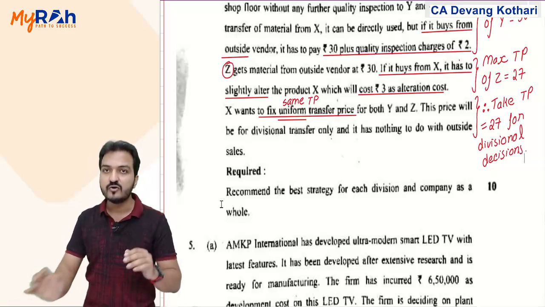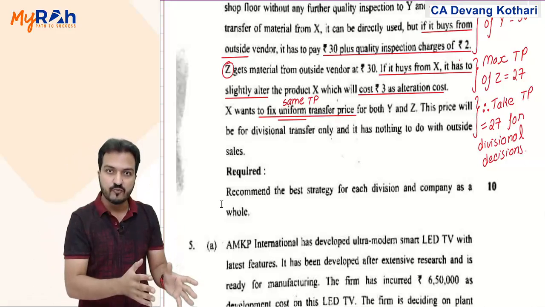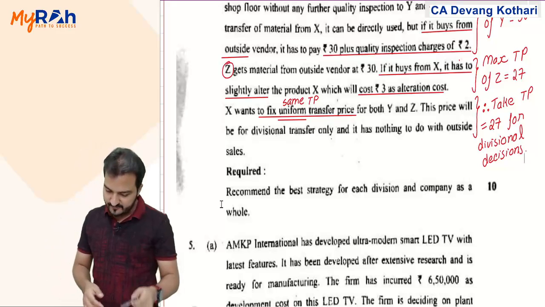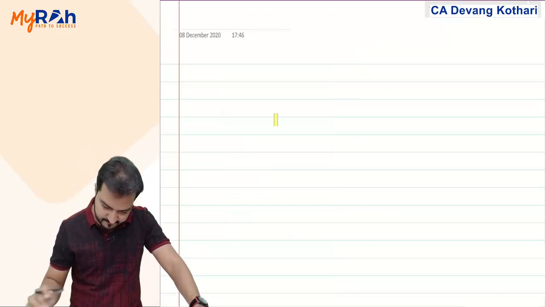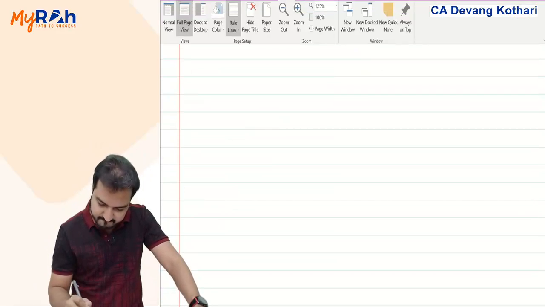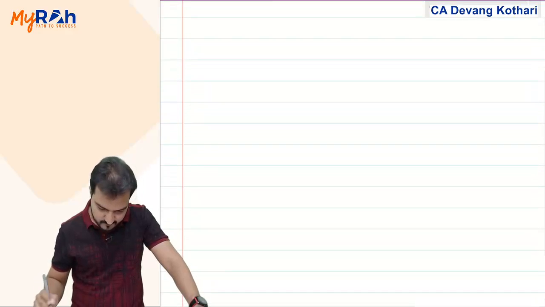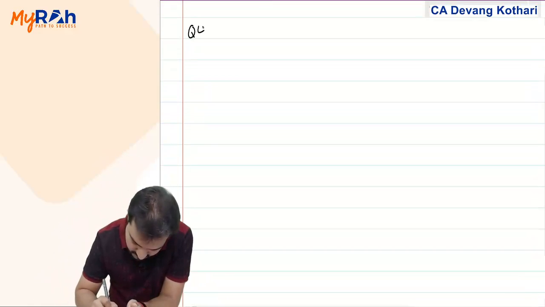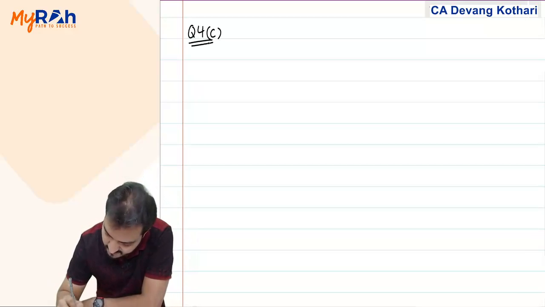We will answer that for each division and for the company as a whole. We'll answer that from the divisional viewpoint as well as from the company viewpoint. Both ways I will answer. So for this question, I will draft my solution on a separate page over here. That is question 4C. But for that, I'll just write some summary of the question here first.